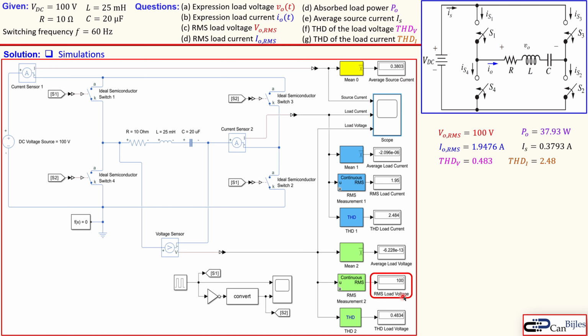The first one is the RMS load voltage, which was 100, so that's checked. The RMS load current is 1.95, close to what we have. Our average source current is approximately 0.38, which is very close to what we have. The THD here is 0.4834, also very close. And the THD for the current here is 2.48, also very close to what we have. So we can say this is all checked.